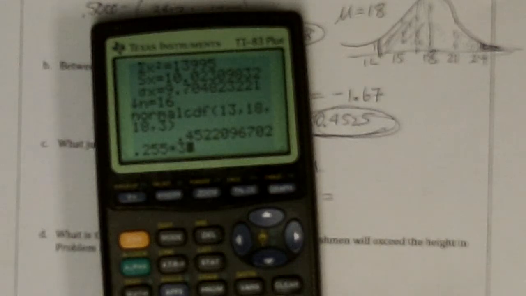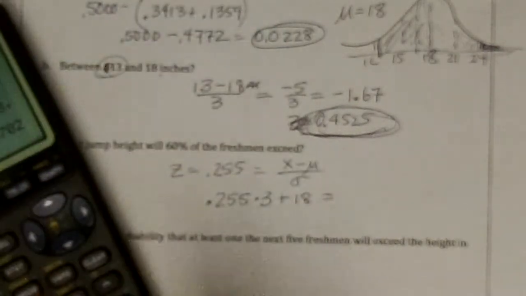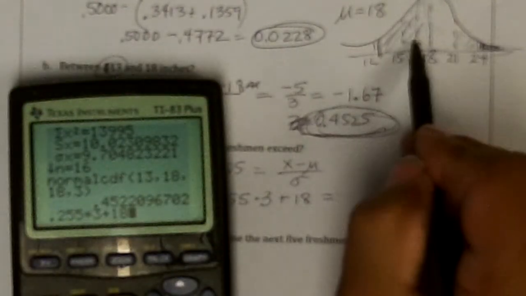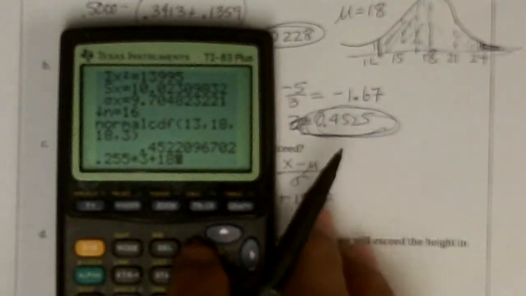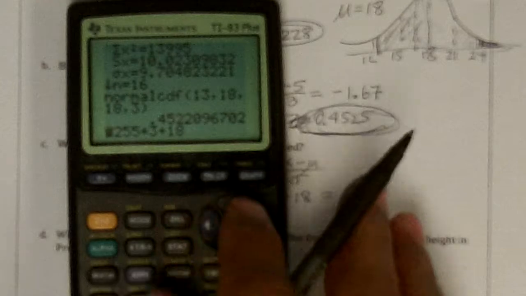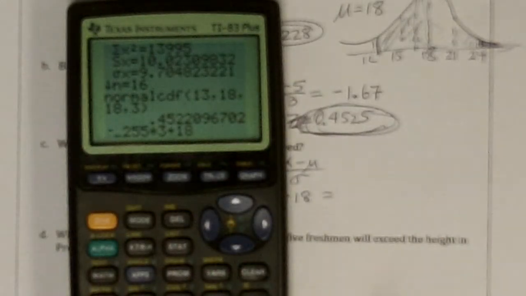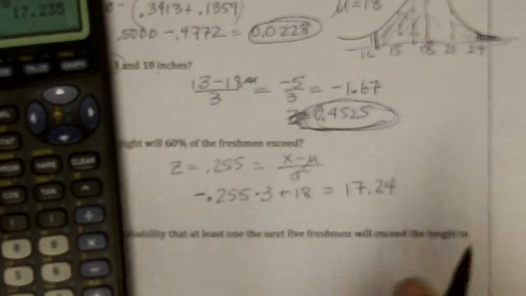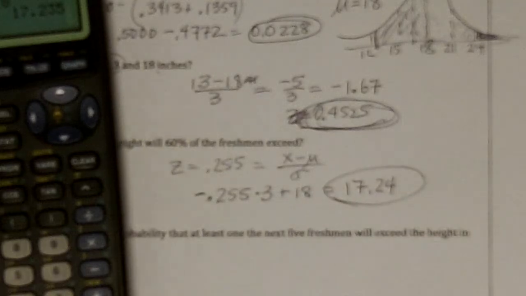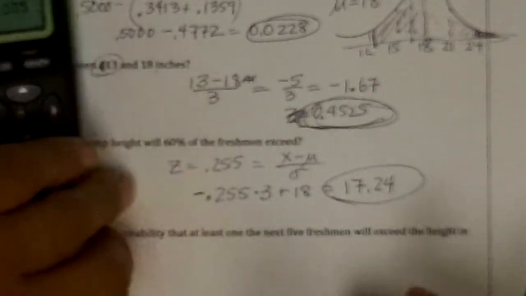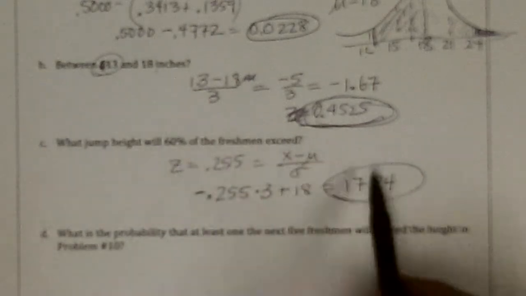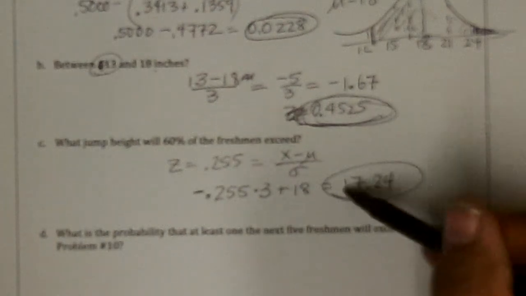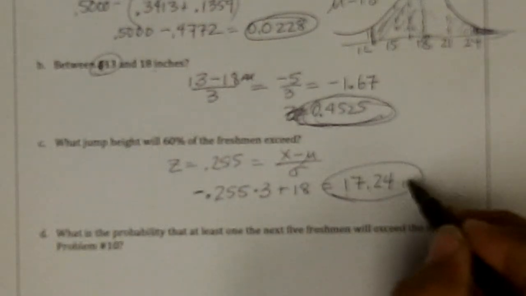Oh, this is a negative z-score, excuse me, because we're on this side, not on that side. So I got to go back here and put in a negative. I just realized that. And I get a raw score of 17.24. So 60% of the students would be able to, if 50% can jump 18, 60% could jump 17.24, 17.25 inches.